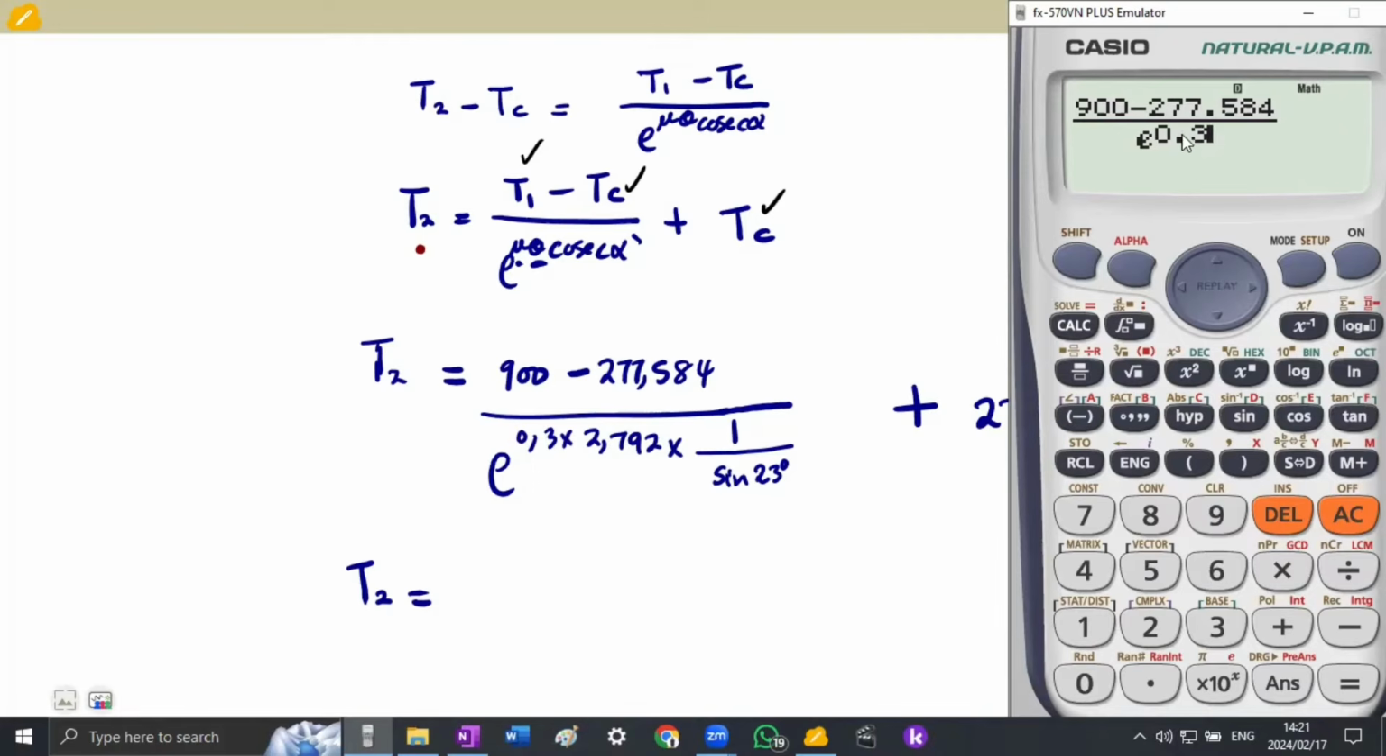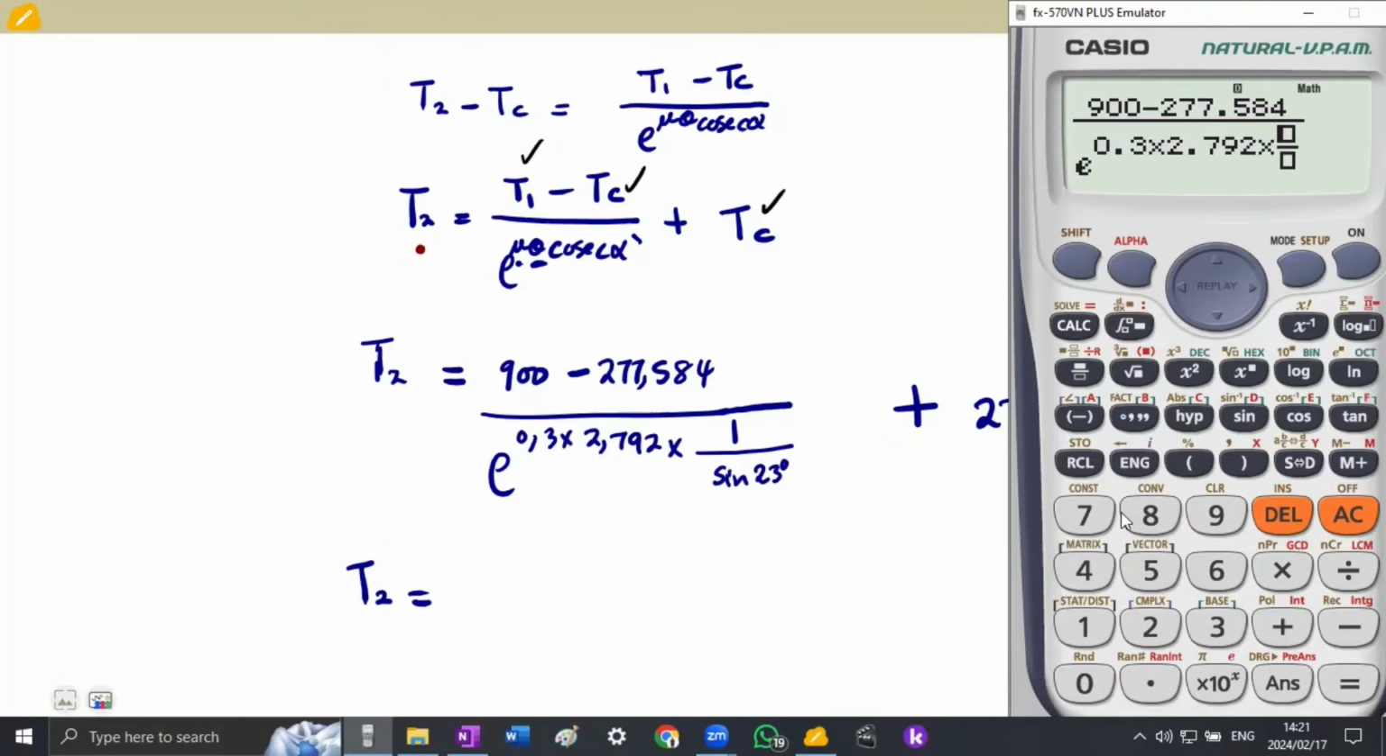Already the exponent was there when you put this E. So you just multiply 2,792, all right, times the trig ratio. The moment you use a trig like this, 1 over sine is a trig. It's in degrees, so your calculator must be in degrees.